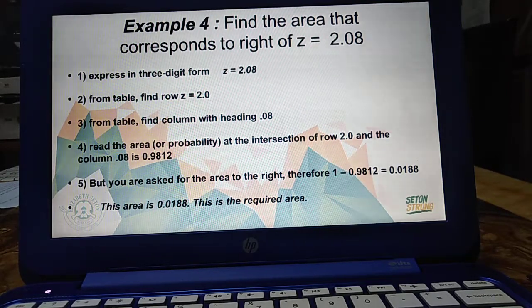Okay, again, when do we subtract from 1? What is 1? 1 is the area of the whole curve. And we are subtracting the area that we got from 1 because we are looking for the area that corresponds to the right. 0.9812 corresponds to the area from the left until 2.08. To get the area to the right of 2.08, we now subtract it from 1, so we get 0.0188.